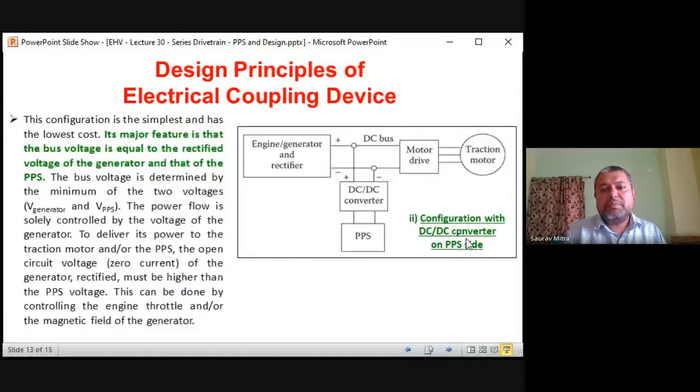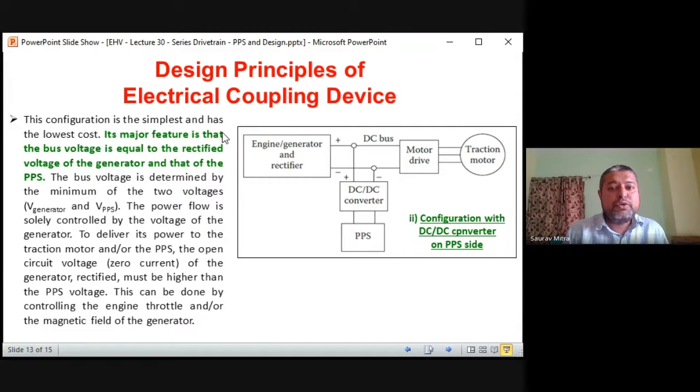That's why this is done on the PPS side. So the configuration with the DC to DC converter on the PPS side is like this. The DC to DC converter is connected with the PPS. That's why it is called the most widely used, most simple and most effective. So why is it most effective?